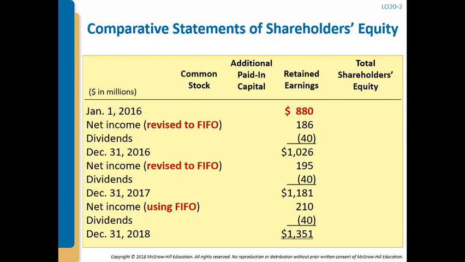The comparative statements of shareholders' equity are also going to have to change because net income increases in this case when you move from LIFO to FIFO. Because net income affects retained earnings, a change in retained earnings affects the statement of shareholders' equity. That has to be revised as well.